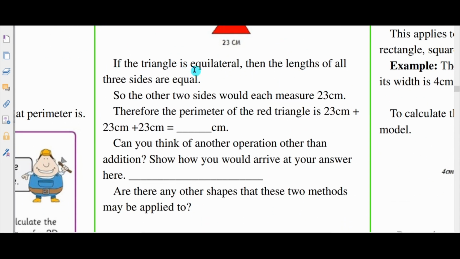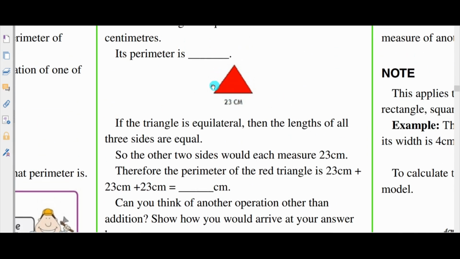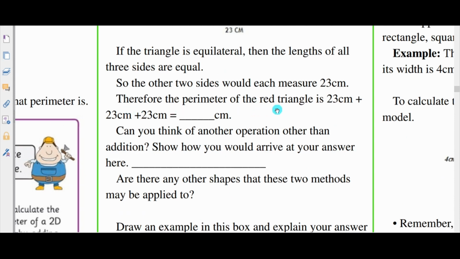If the triangle is equilateral, then the lengths of all the three sides are equal. So the two other sides would measure 23 centimeters. So this side would be 23 and this side would be 23 as well. Therefore, the perimeter of the red triangle is 23 plus 23 plus 23. And that would give us a total of 69 centimeters.